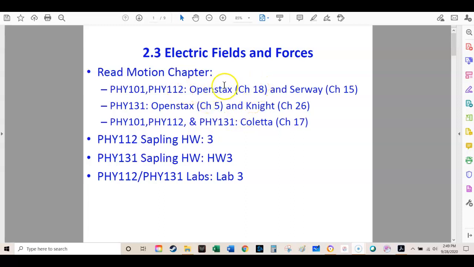If you have OpenStax, and you're in Physics 131, please read Chapter 5. If you have Knight, please read Chapter 26. If you are in Physics 101 or Physics 112 and you have OpenStax, that'll be Chapter 18 or Survey Chapter 15. If you have the Giambattista textbook, and that applies to everything, then please read Chapter 17 for whatever course that you're in, 101, 112, or 131. Again, this is also related to Homework 3 if you're in my Physics 131 course, and also Homework 3 in Physics 112.